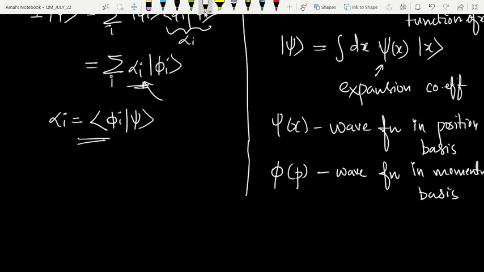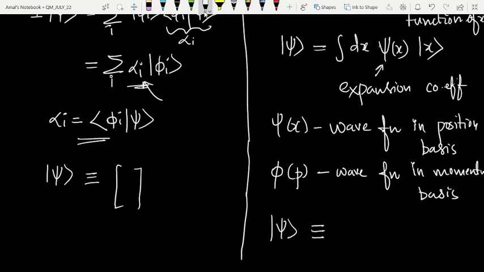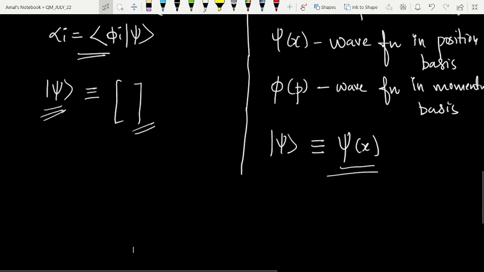And similar to the discrete case, where a vector can be represented as a column vector, in the continuous case, a vector can be represented using a wave function, which means that whatever information is contained in this abstract vector is also contained in the wave function. Here in the discrete case also, whatever information is contained in this abstract vector is contained in this column vector also. Okay.